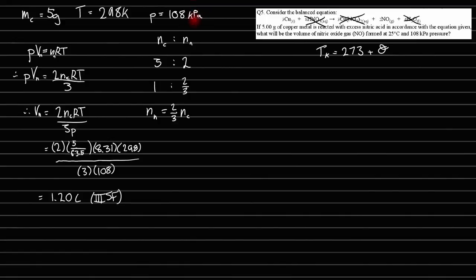Litres, because we've been dealing with kilopascals. If this was just in pascals, this would be in millilitres. Litres is the same as decimetres cubed. If this was in pascals, then we'd have an answer of centimetres cubed.